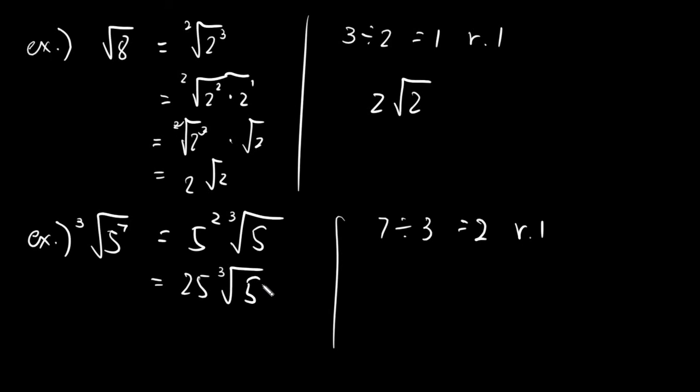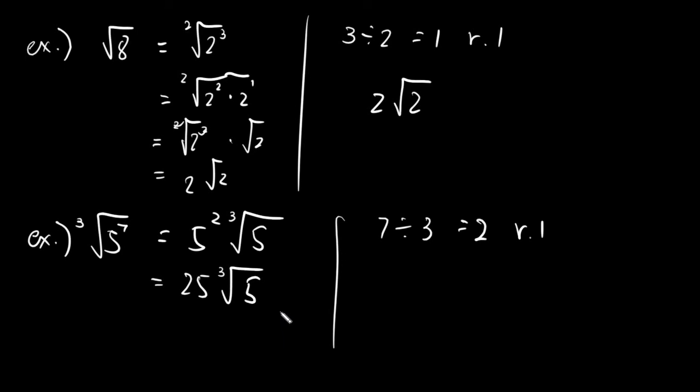So you can try this one in your calculators, and I will try it with mine. Now let me just get the cube root of 5 raised to 7, and the answer would be 25 cube root of 5. Yeah. The answer is 25 cube root of 5. So it's the same. So the concept stands. So this is one way for you to simplify your given radicals.